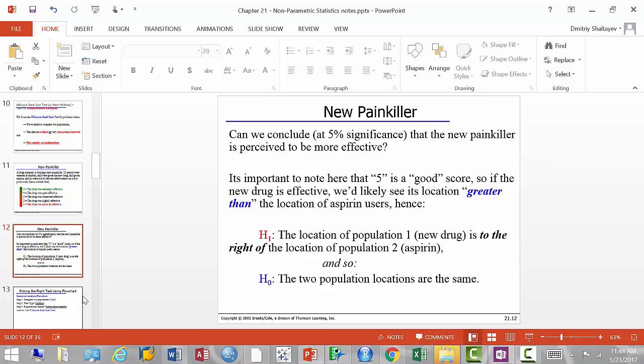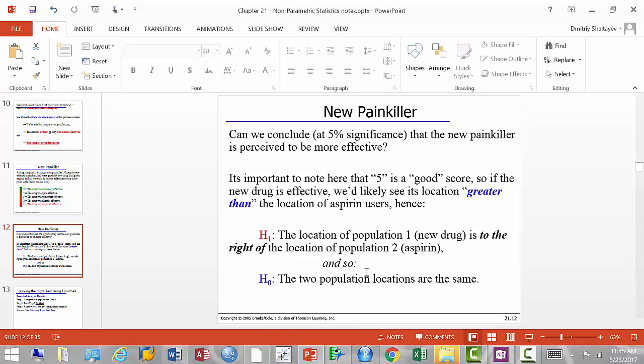Our alternative test, remember, we start formulating hypothesis with alternative. It's easier because that hypothesis tells you what it is that we're investigating. Since our belief could be that the new drug is better than aspirin, that's what our alternative is going to be, right? The new drug is better.